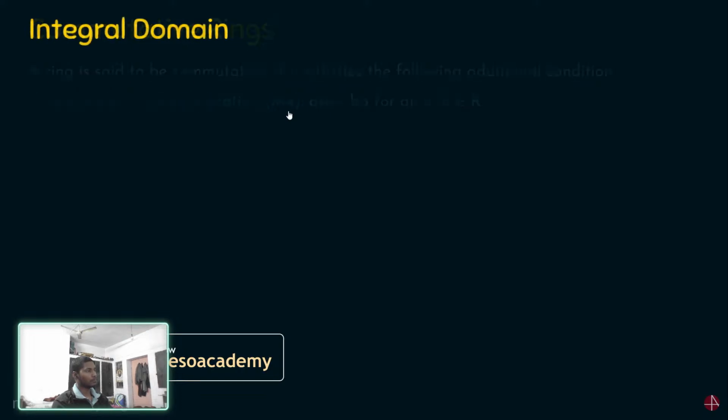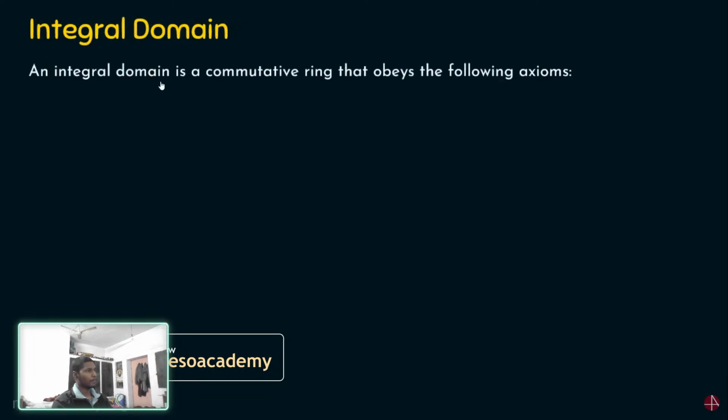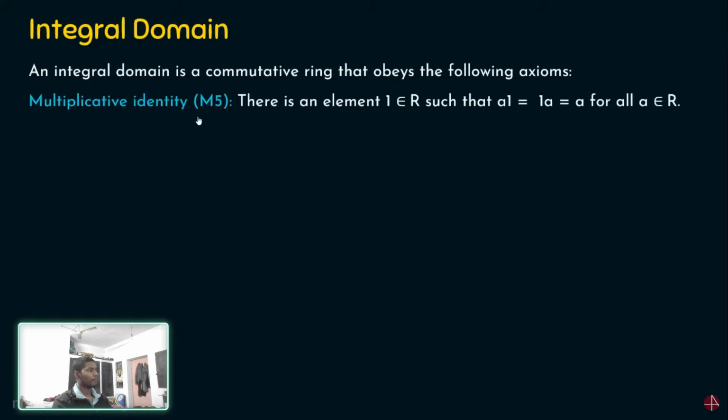Let's dive into integral domain. What is an integral domain? An integral domain is a commutative ring that obeys the following axiom. It means an integral domain is already a commutative ring, so obviously A1 to A5 and M1 to M4 conditions are satisfied already. Now, in addition to this, the M5 condition should also be satisfied, which means there exists a multiplicative identity. It means there is an element 1 which belongs to R. Why? Because it is the multiplicative identity, and we know the identity element of multiplication is obviously 1.